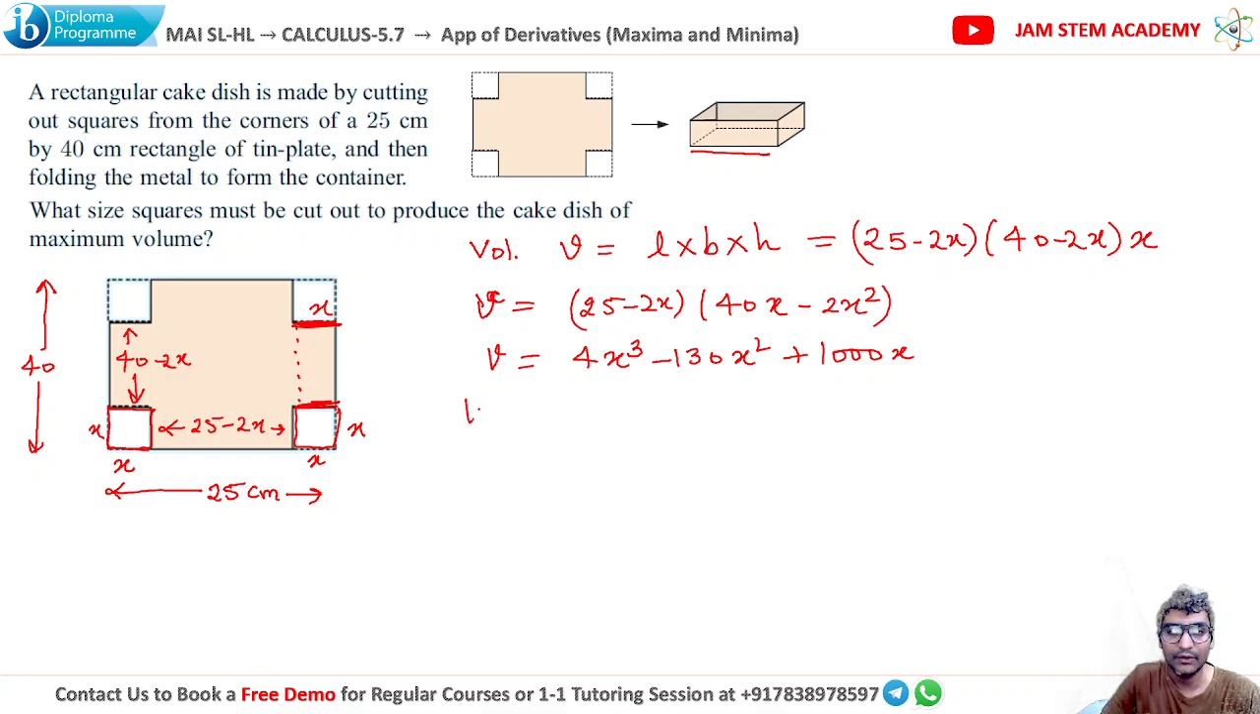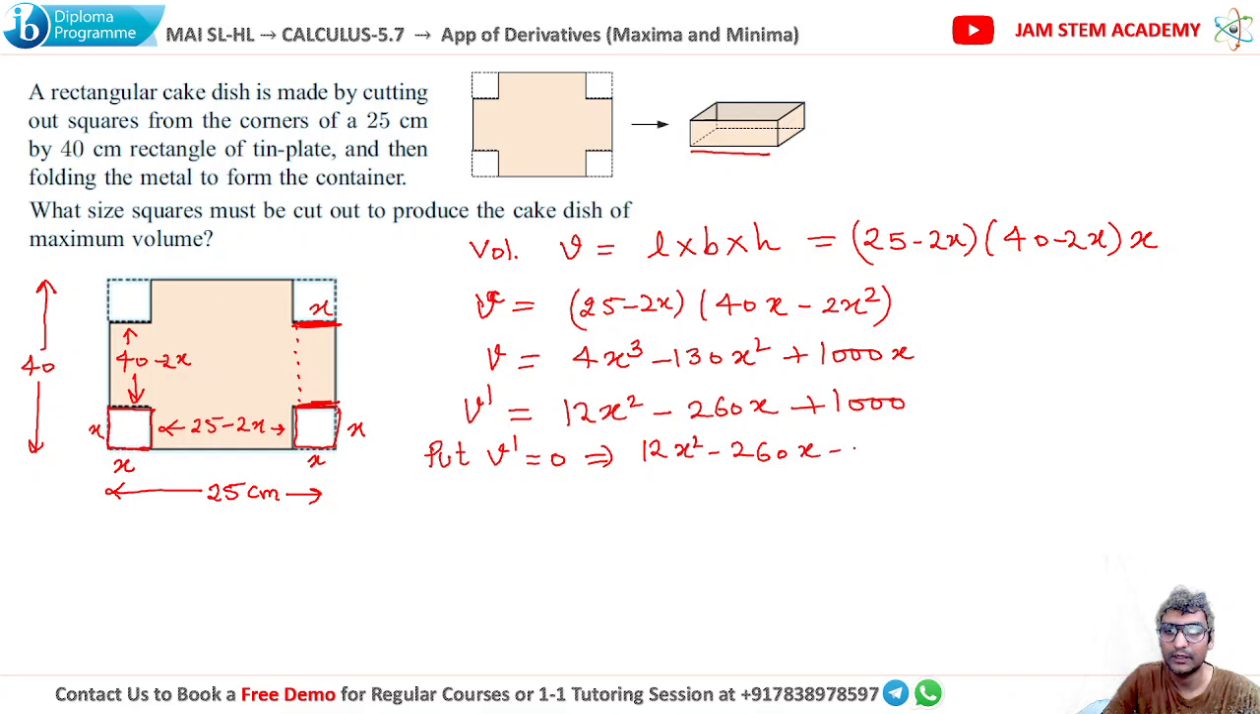Now for the second step, we need to find the v prime, means take the derivative of this. So use the derivative formulas. It comes out as 4 times 3, which is 12x squared minus 260x plus 1000. Now we need to find those critical numbers where the function can take maximum or minimum values. So put v prime equal to 0 for the critical points. It gives us 12x squared minus 260x plus 1000 equals to 0.